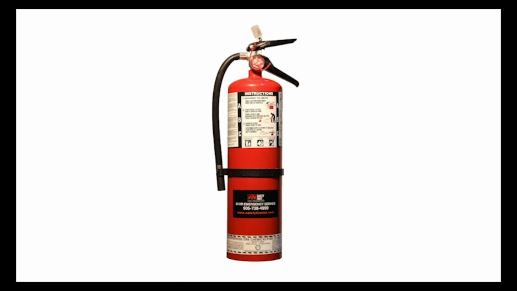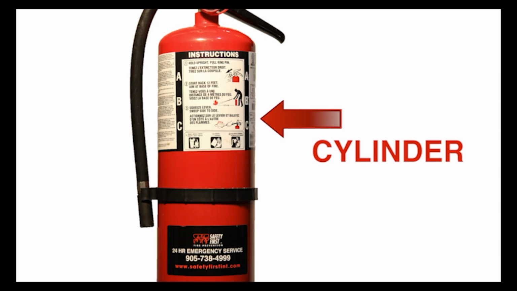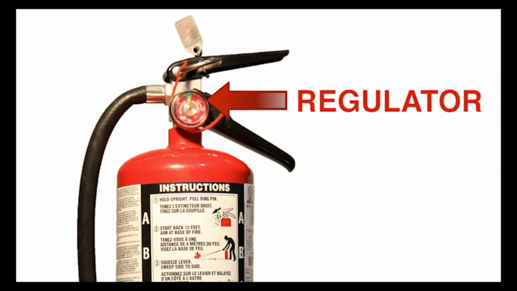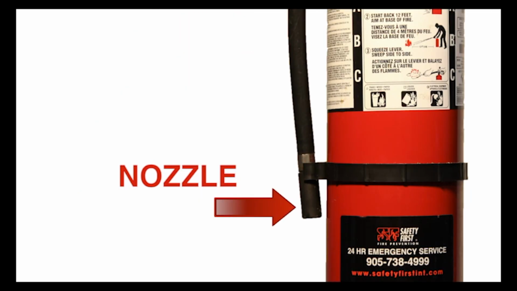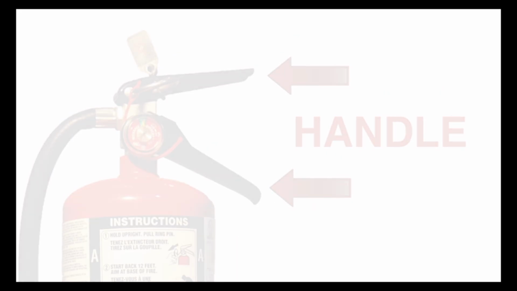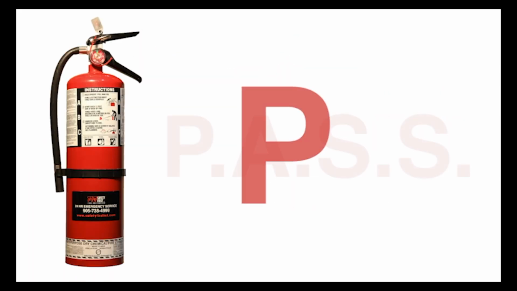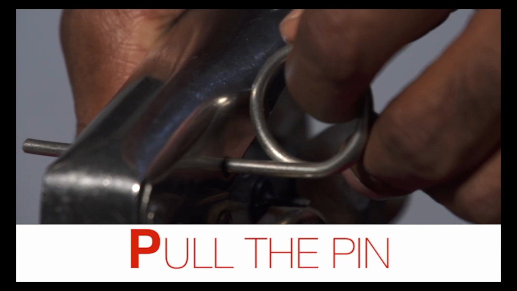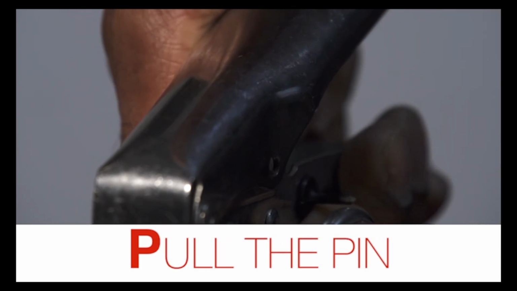Here are the parts of the fire extinguisher: the cylinder, the regulator, nozzle, pin, and handle. Using the PASS acronym, P stands for pull the pin so you can squeeze the handle.